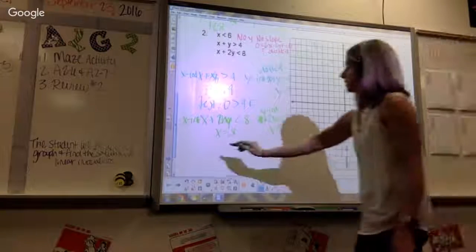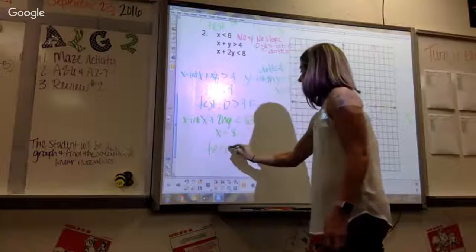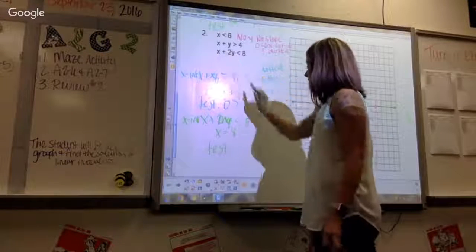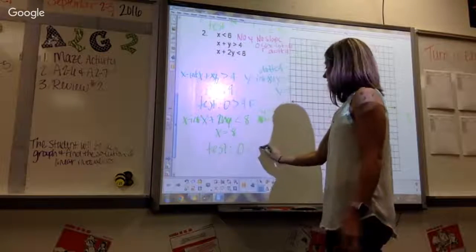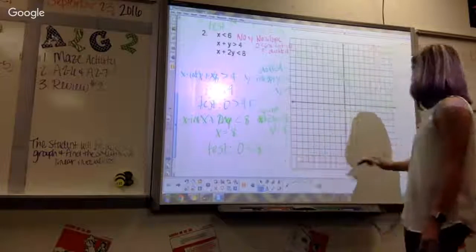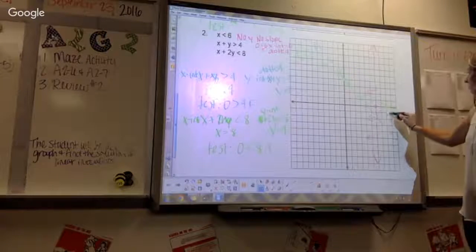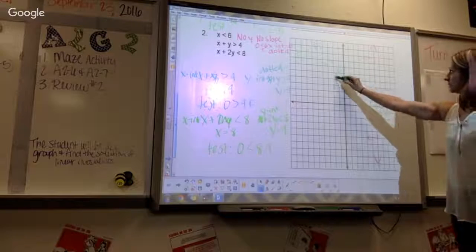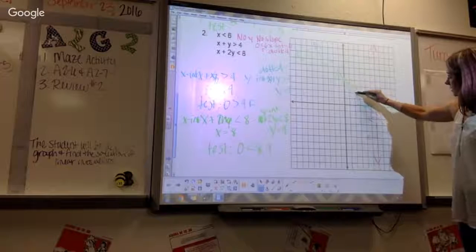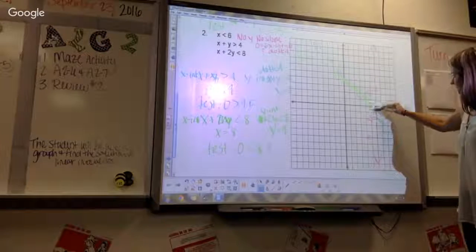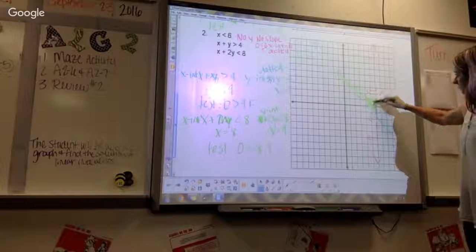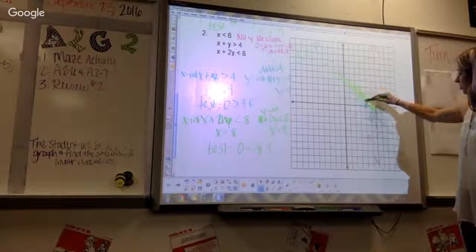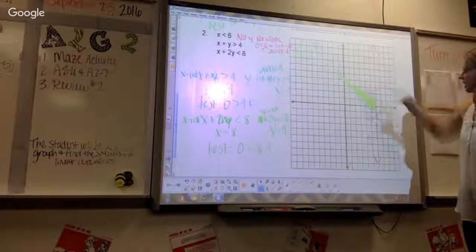And then we'll plug in our test point of 0, 0. That's the easiest one to plug in. So we end up with 0 on the left side is less than 8, which is true. So we would have to shade below this green line. So this section here would be our triple shaded area where they're all three shaded.